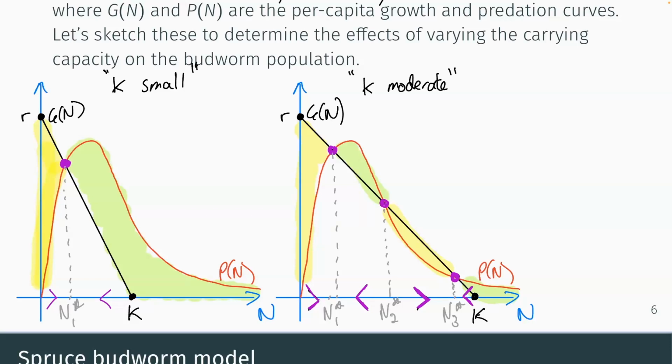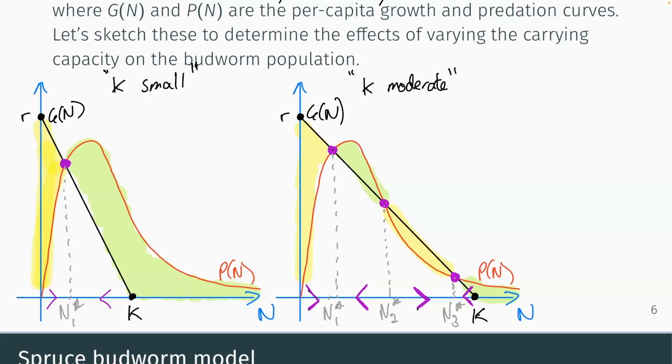Stable, unstable, stable. Remember, you can't have 2 stable equilibria next to each other or 2 unstable equilibria next to each other. That'd be like having 2 hills next to each other without a valley between them, or 2 valleys next to each other without a hill between them. You have to go up before you can come down again.